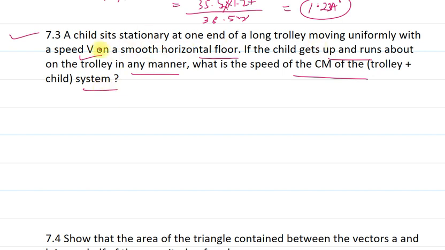So basically the trolley was going with speed v, and the speed of center of mass is also v there. So in the problem, we are being asked: the child gets up, and the trolley is also on the frictionless smooth horizontal floor, means no external forces are involved. That child is also a part of that trolley, so it is a part of the system. So there are no external forces involved there.